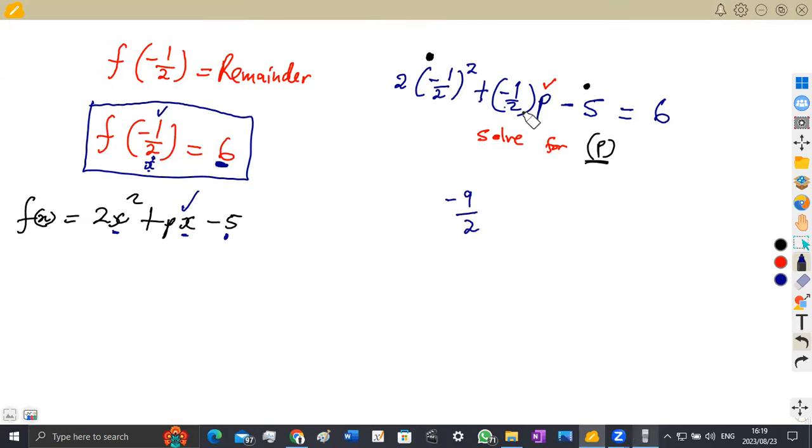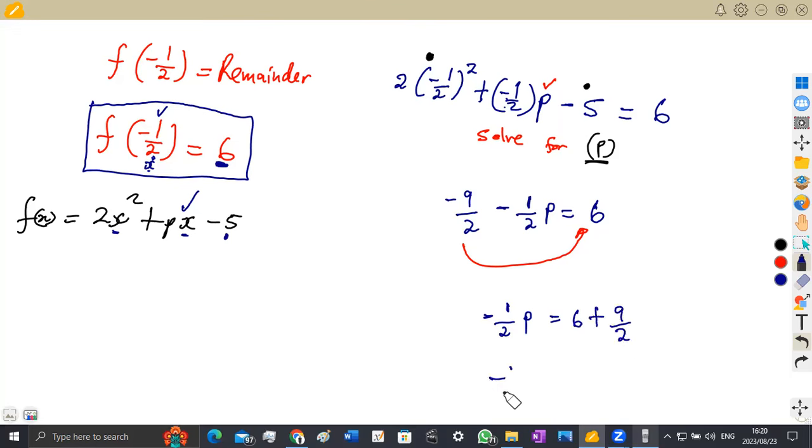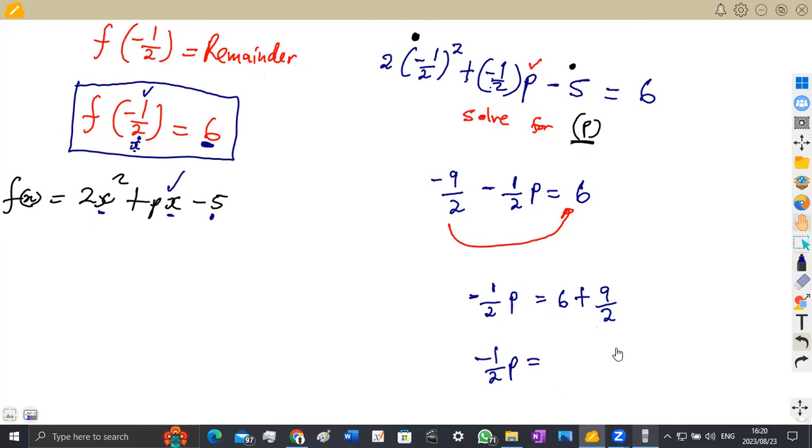Then here plus and minus, here we don't need a calculator. Plus and minus gives us a minus. So it's going to be minus half p is equal to 6. All right, so what can we do from this stage? We can transpose negative 9 over 2 to the other side so that it becomes a positive. So you're going to remain with minus half p is equal to 6 plus 9 over 2. It was a negative, so there is going to be a positive.